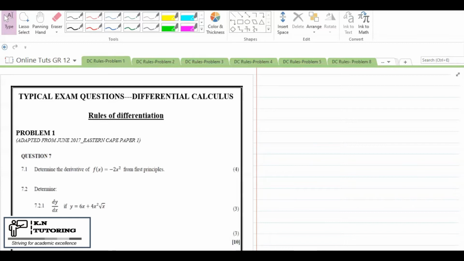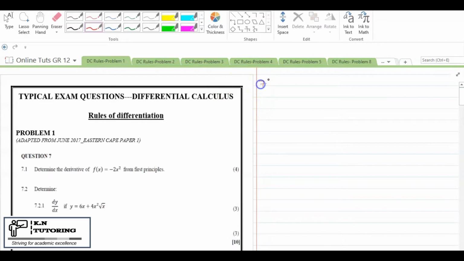We'll be doing typical exam questions for differential calculus, specifically looking at rules of differentiation. Now this problem 1, it's question 7 from a June 2017 Eastern Cape paper 1 question paper. But specifically for this tutorial, this question 7 will be our problem 1. So we'll start with 7.1.